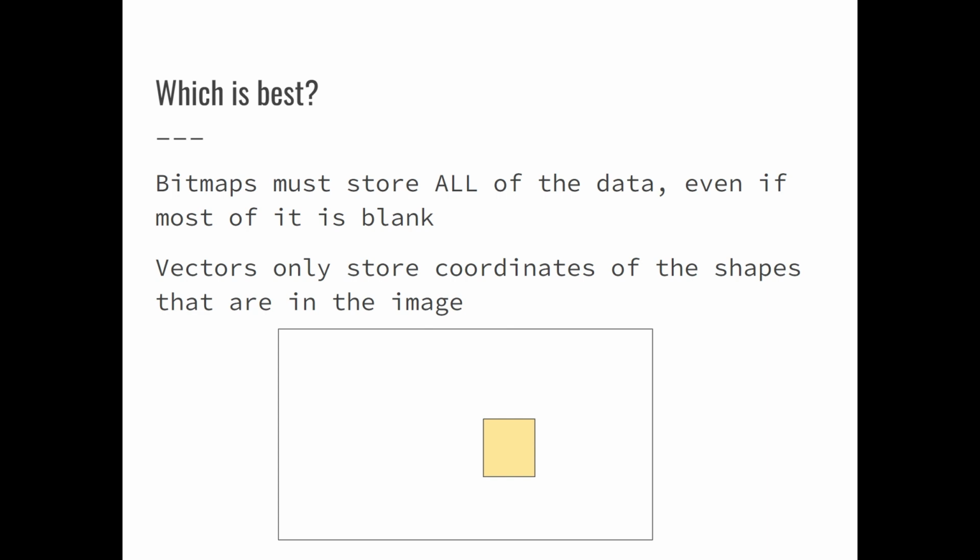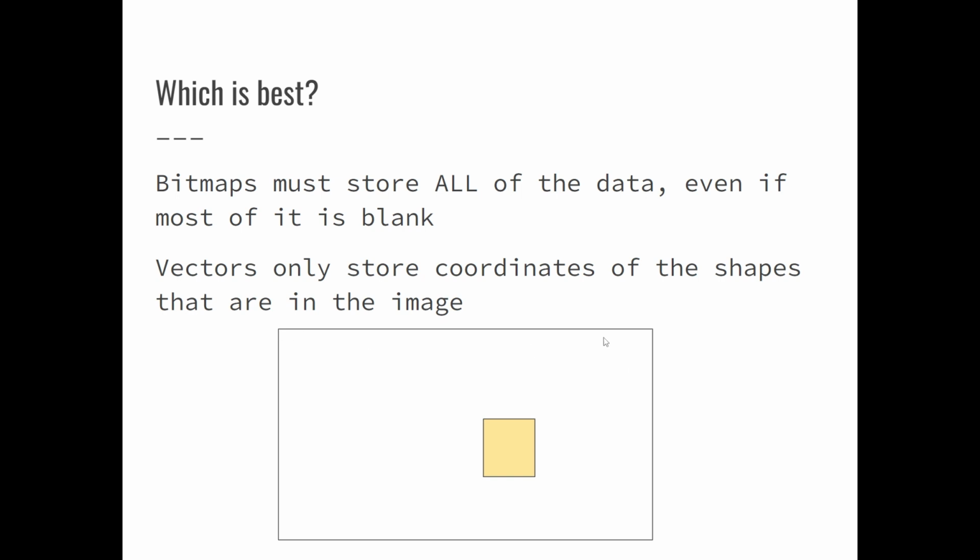Now, when I was talking about the storage required for bitmaps versus vectors, this is a better example. Look at the picture down below. So we've got this sort of screen size. Imagine this is a 1920 by 1080 image. So it's 1920 pixels across, 1080 pixels down. It's got a white background, and we've got this sort of peachy cream square in the middle.